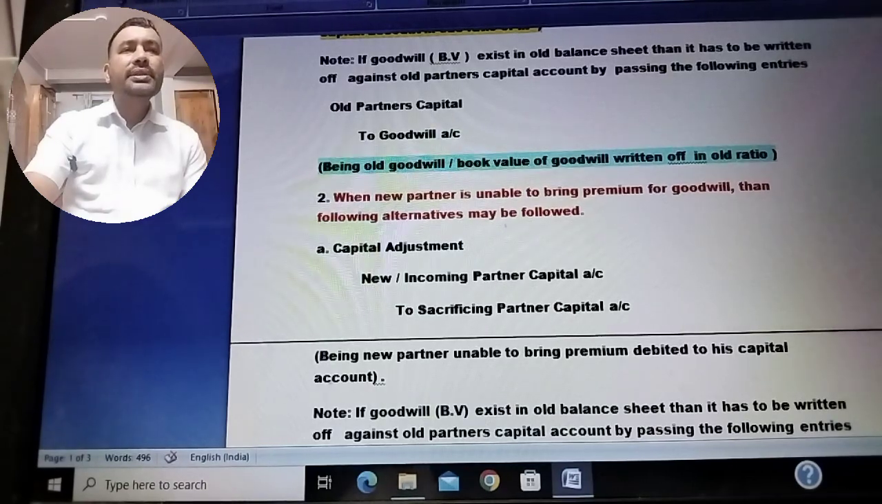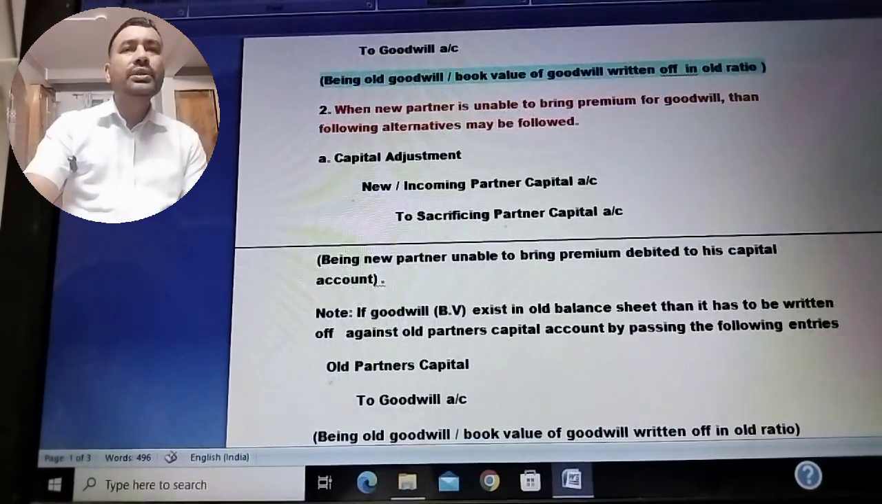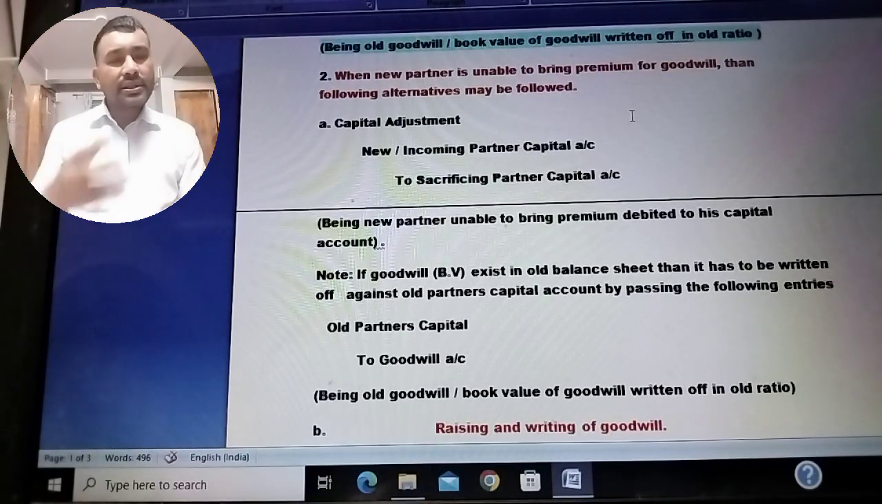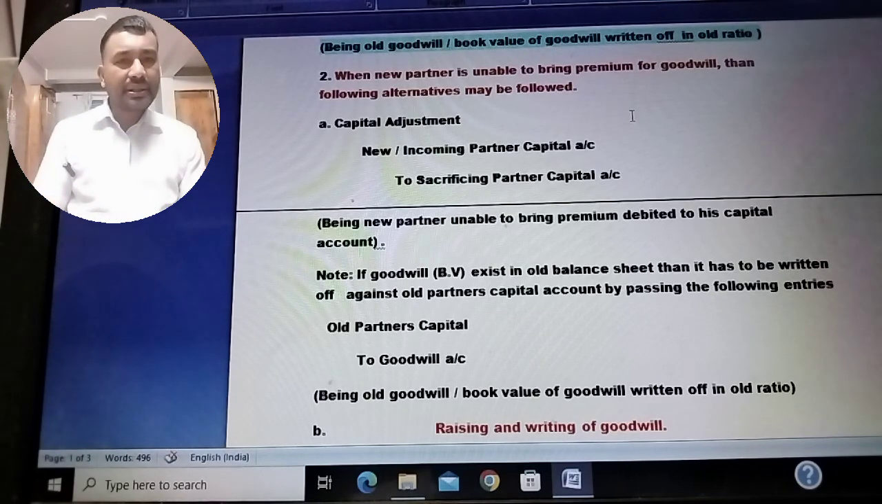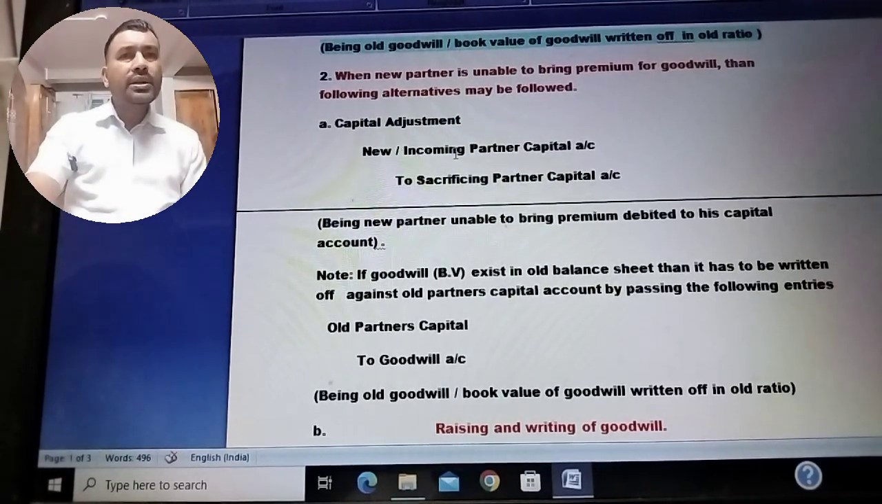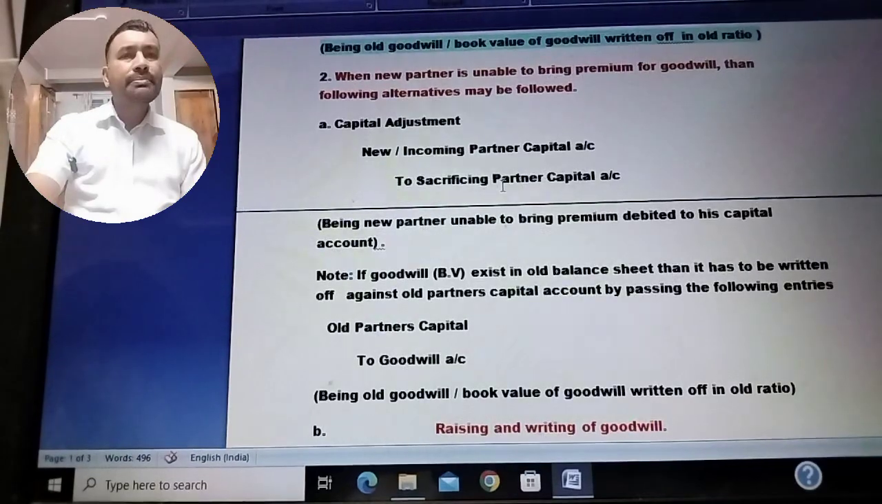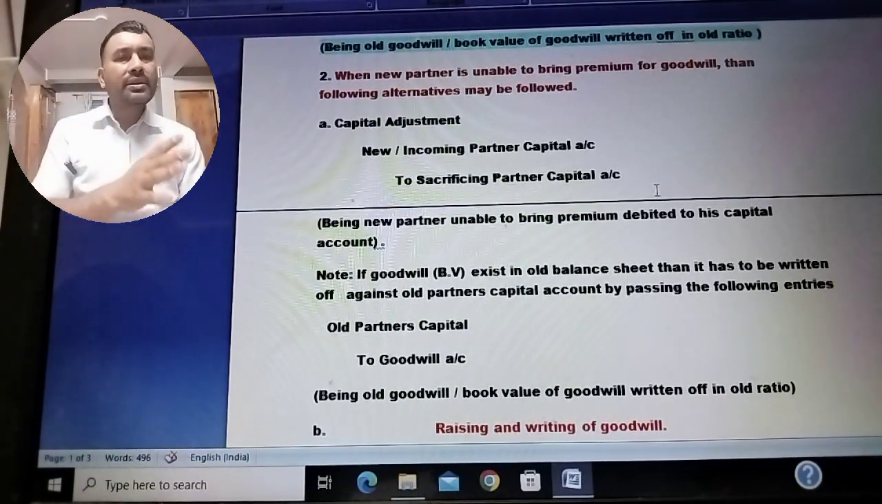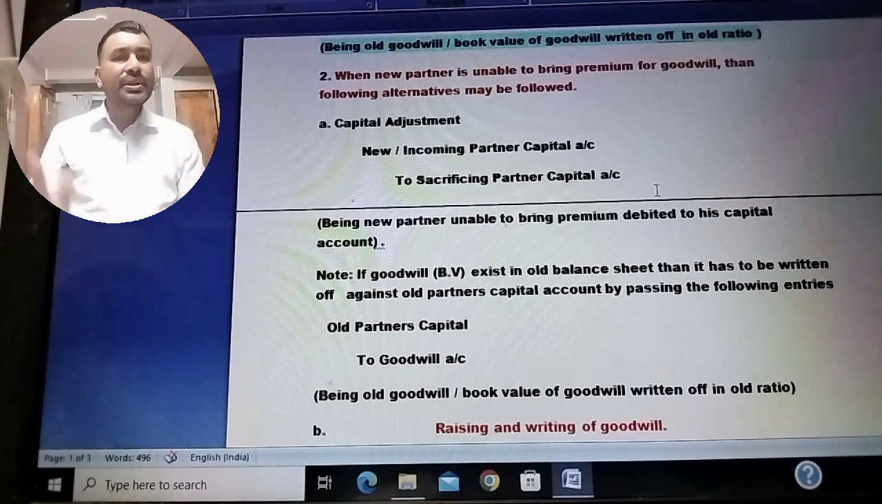There are many different alternatives, but I will be teaching you only two alternatives. Number one, we can go for capital adjustment. When the new partner is unable to bring premium for goodwill, then we may go for capital adjustment. In that case, only one entry needs to be passed. Because cash is not brought in by the new partner, the entry will be new or incoming partner's capital to sacrificing partners' capital. It means you have to debit the new partner's capital to the extent of premium for goodwill.